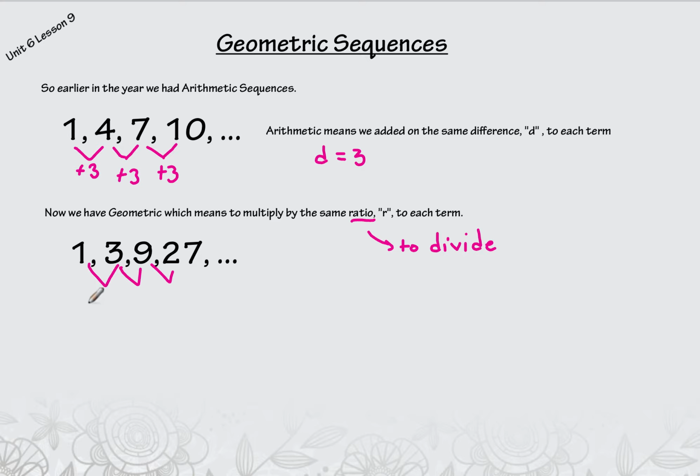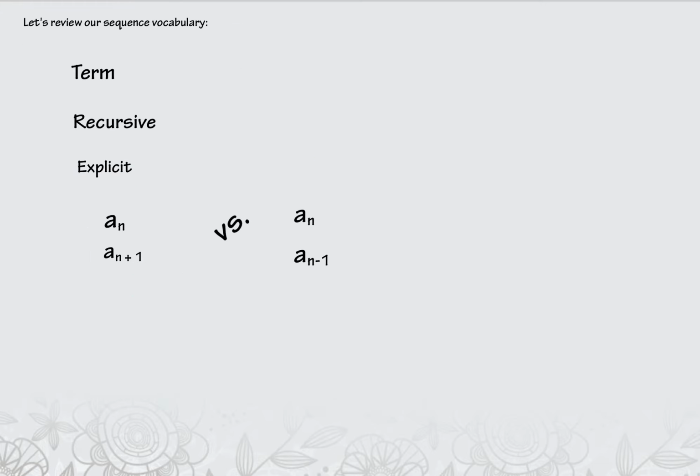Even though a ratio means to divide, most people look at it as you multiplied by a number instead of dividing by the number. Either way, it's correct, because remember, division is just multiplication in the backwards direction. So one of the things we're going to have to go over is our terminology, our vocabulary. Okay, term. Do you remember what a term is?